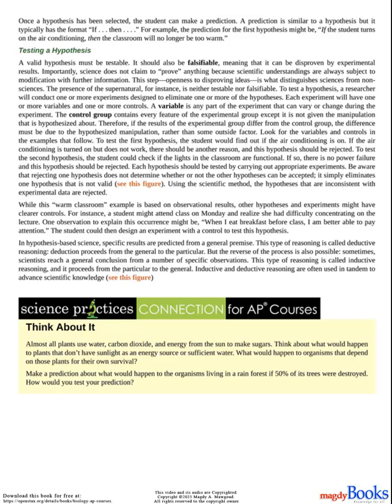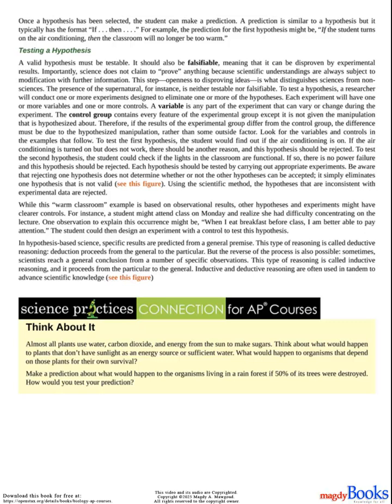It simply eliminates one hypothesis that is not valid. See this figure, Figure 1.6. Using the scientific method, the hypotheses that are inconsistent with experimental data are rejected. While this warm classroom example is based on observational results, other hypotheses and experiments might have clearer controls.